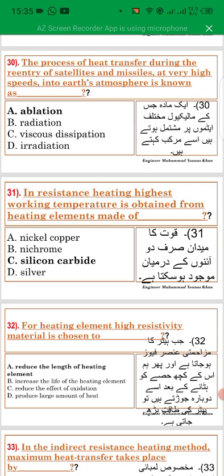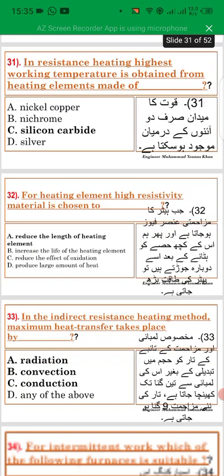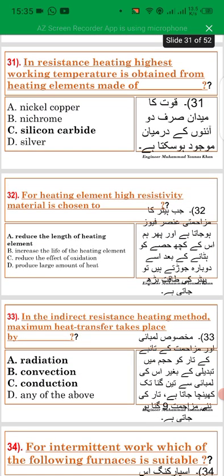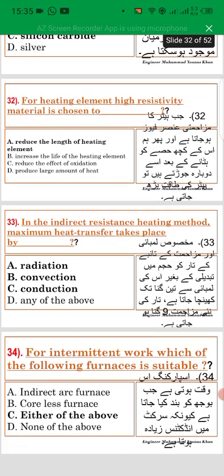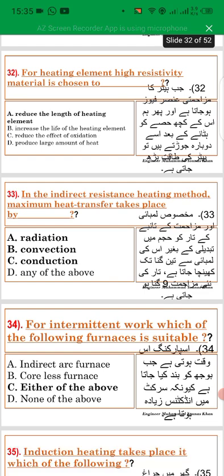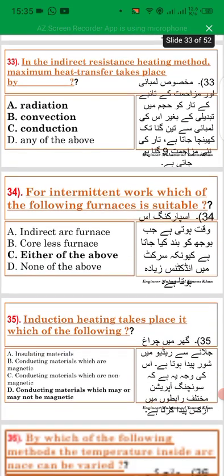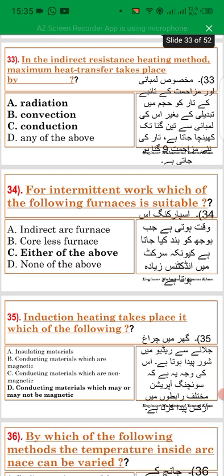The process of heat transfer during the re-entry of satellites and missiles at very high speed into our atmosphere is known as ablation. In resistance heating, highest working temperature is obtained from heating elements made of silicon carbide. For heating element, high resistivity material is chosen to reduce the length of heating element. In the indirect resistance heating method, maximum heat transfer takes place by radiation, convection, conduction.